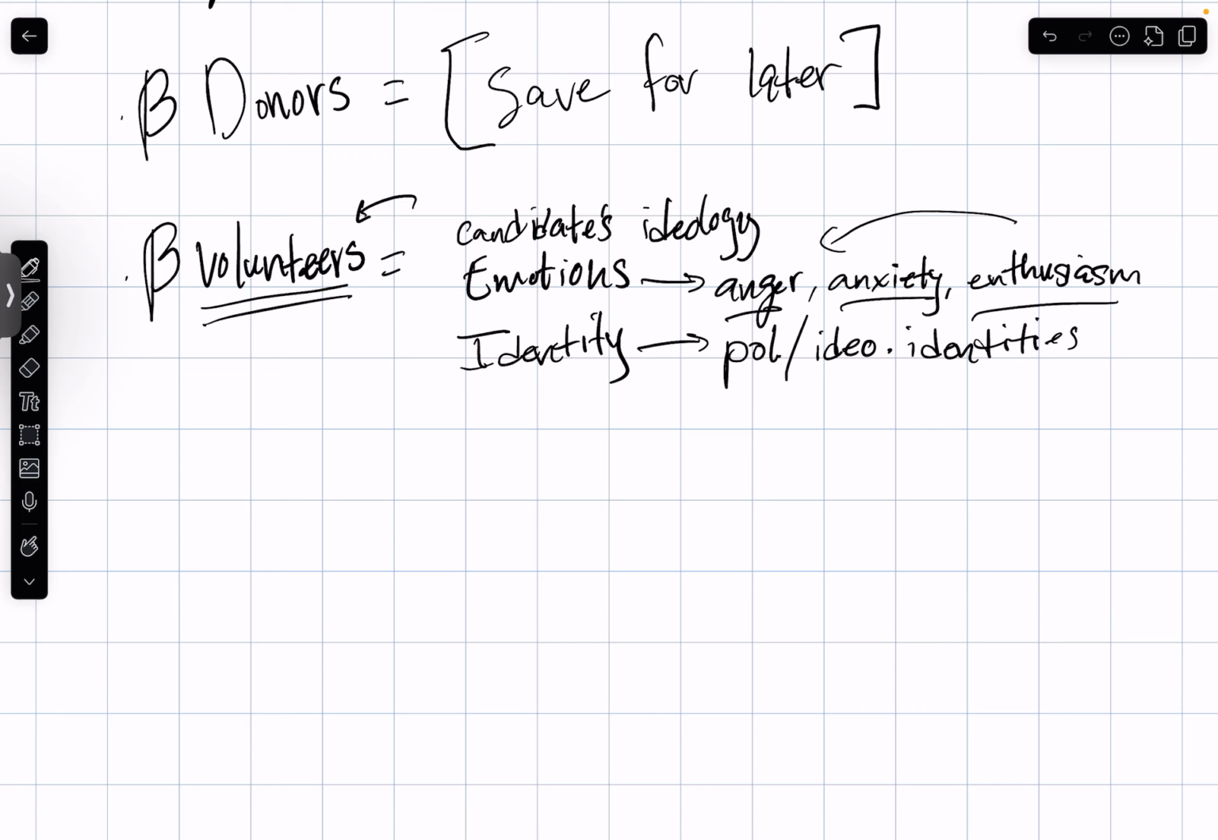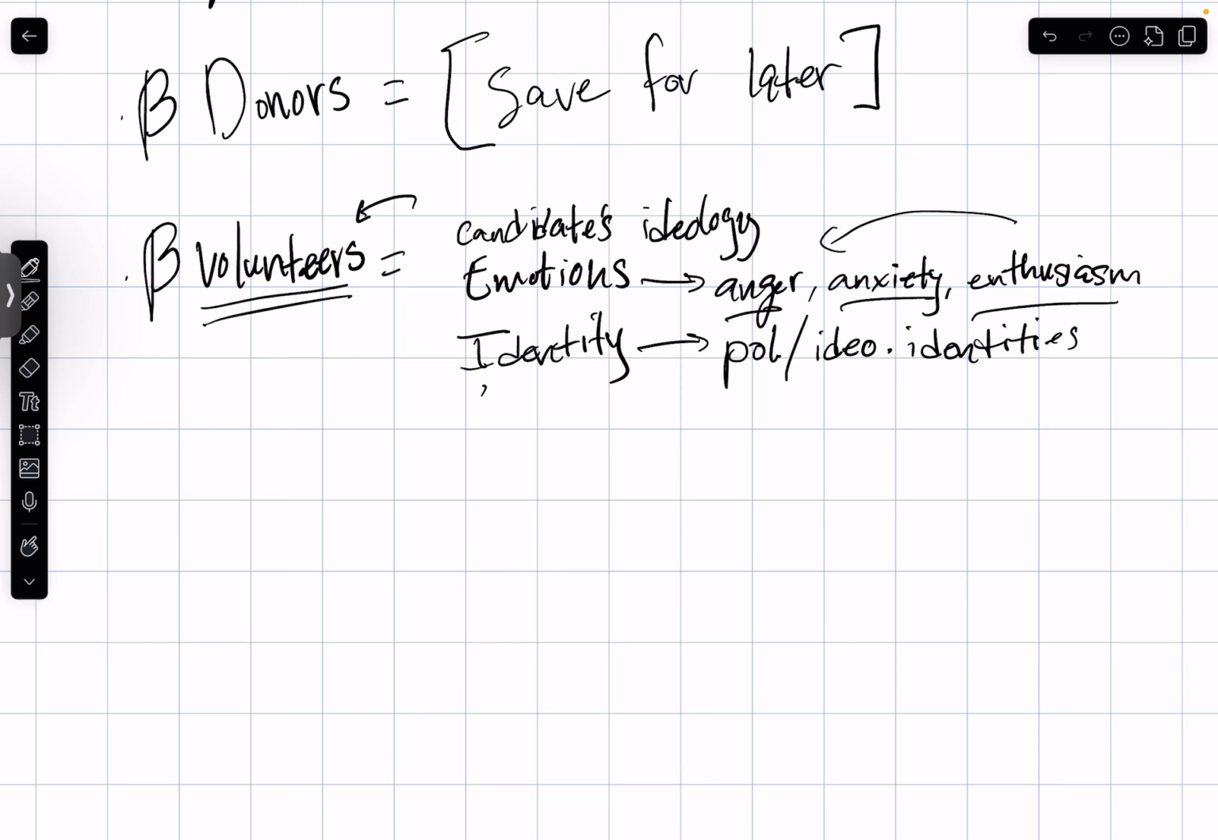All right. They're extra motivated, just to make it clear, because of that, they're extra motivated to go out and campaign and try to maximize the chances that their preferred candidate wins the election.